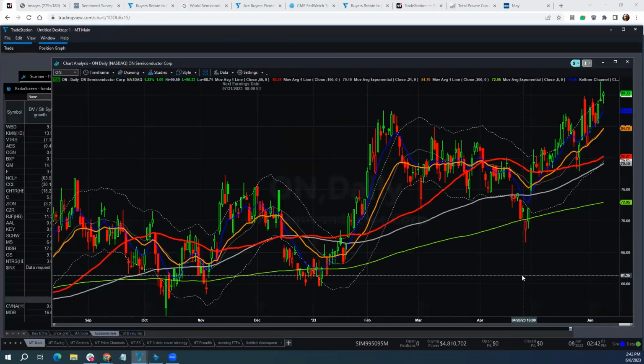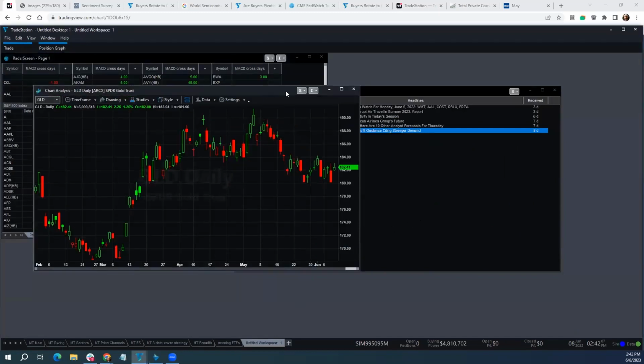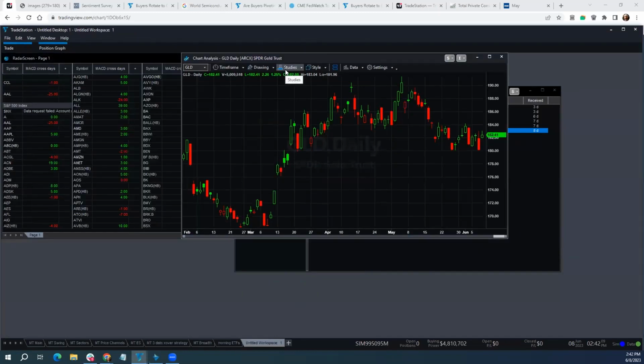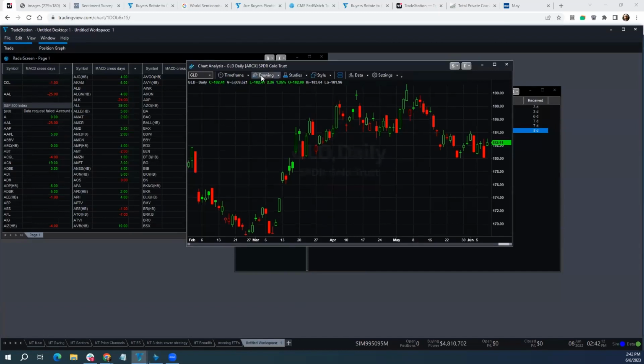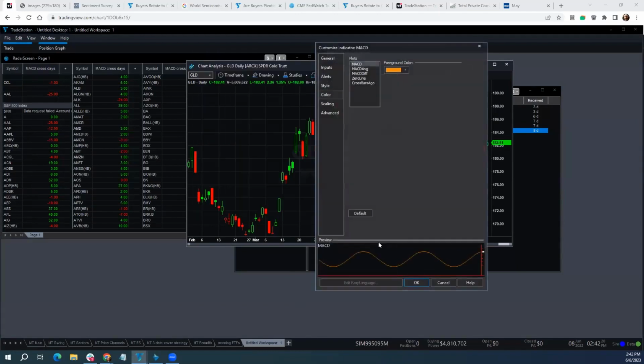I like this because I'm going to add MACD to a chart, and then I have some options ideas for you guys that I'm going to get to in a second. Studies, MACD. You can actually add this to a chart, MACD and MACD cross days. Let's add that. Add both of them.